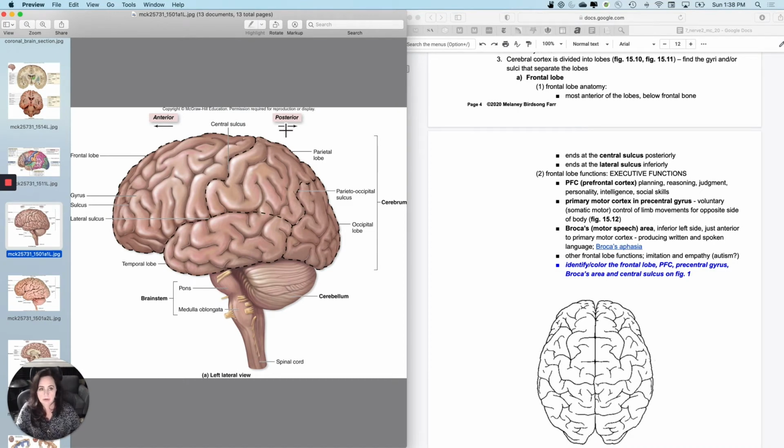it's the most anterior of the lobes. It's below the frontal bone, but then some more bones. It ends at the central sulcus if you go posterior, and it ends at the lateral sulcus if you go inferior. And what is the function of the frontal lobe? Well, you could go all day without getting all the functions, so I've just picked a few.